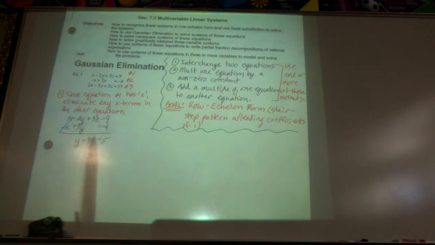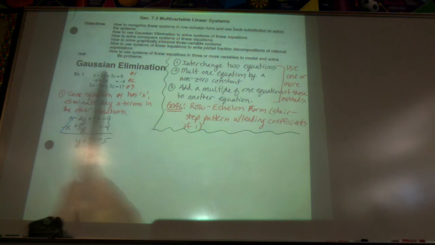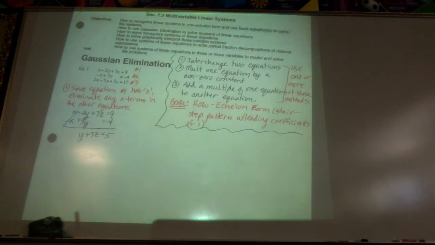This is going to be my second equation, by the way. This is my first equation now. This is going to become my second equation. But I still have to eliminate the x in the third equation.